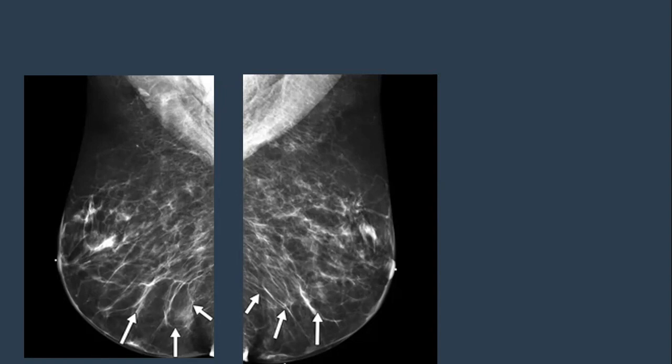Which area are you talking about for architectural distortion on the right? The area pointed to with the shortest arrow. You mean inferiorly, here? Yes, here. Yeah, this one? Yes. And what about this one?